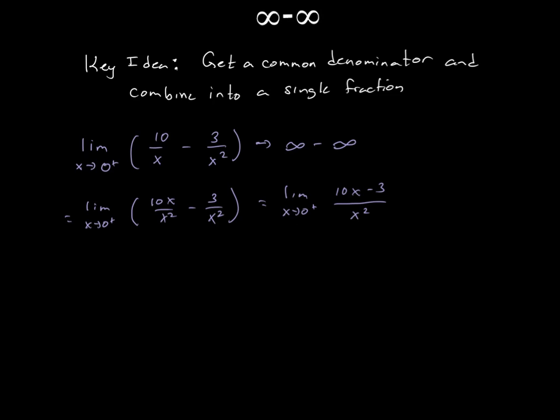Now, in this case right now, I'm going to plug in 0. And so that's going to equal 10 times 0 minus 3 over 0 squared, which is going to be negative 3 over 0. So in this case, that limit does not exist. Or you could even look at that as this going off towards negative infinity. So here's an instance where we had infinity minus infinity, and we get something that doesn't exist.